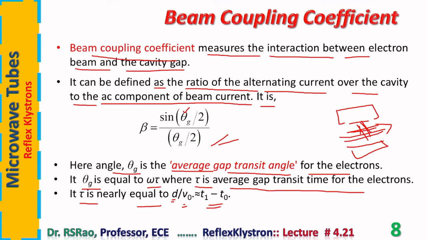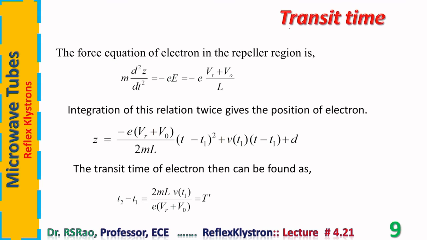How much is this mutual influence? It is measured by a quantity. That quantity is called beam coupling quotient. Maximum value it can assume is 1. Some points regarding transit time. Here, transit time refers to repeller region transit time.